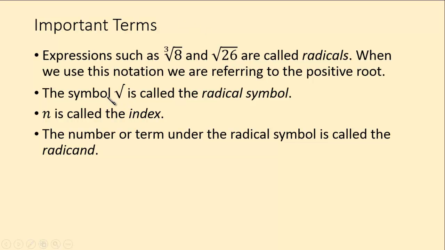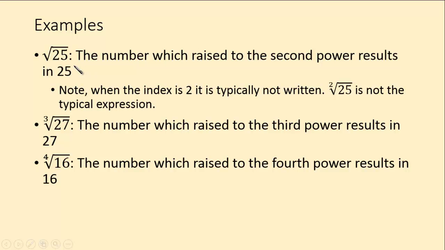This little symbol here, that's called the radical symbol. This number here is called the index. Remember, it's a power. And what we have under the radical sign, that is called the radicand. Let's look at these examples. The square root of 25 is some number which, if I raise it to the second power, I get 25. Note that in the case of the square root, we don't write the number 2. For all other roots, we write the power or the index explicitly.